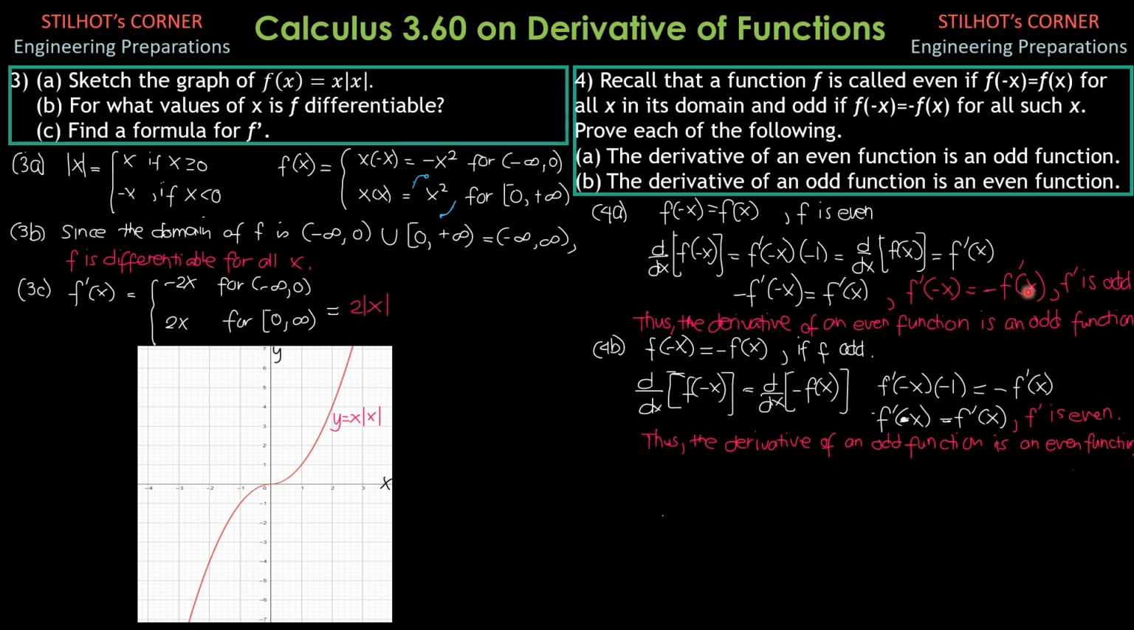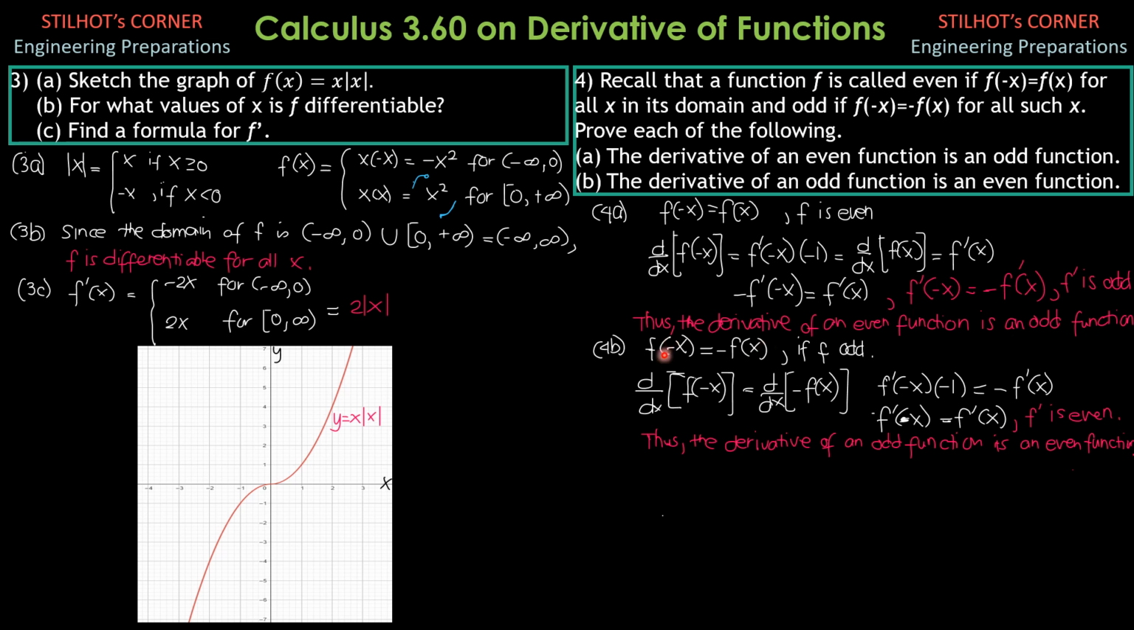That means that f prime is odd. So from f equals even, the derivative is odd. So this is the conclusion: the derivative of an even function is an odd function.